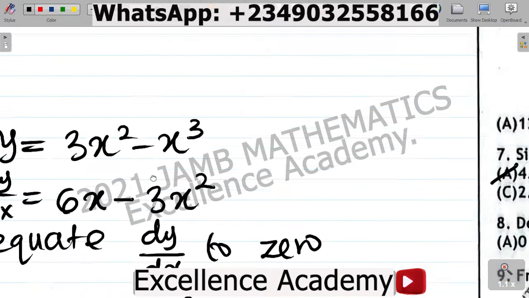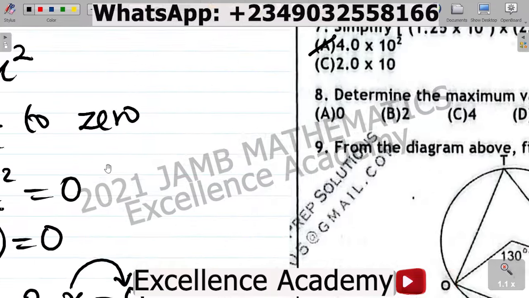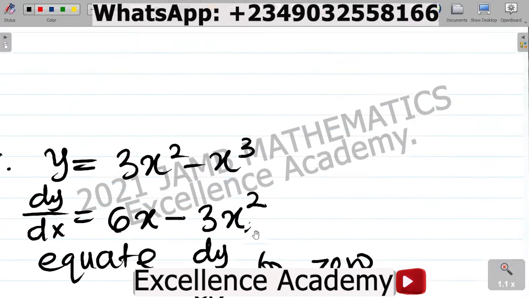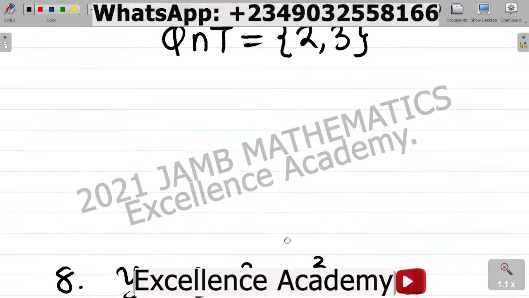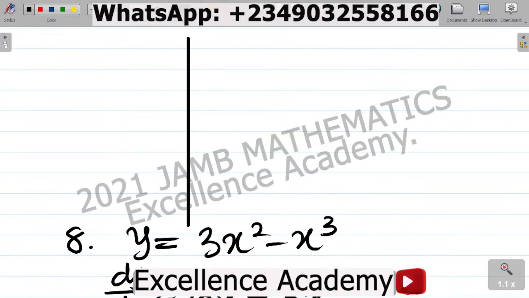Coming back to the question, question 8 said, determine the maximum value. So for these two values, one of them is a maximum and one of them is a minimum. And how do you find that? You use a condition for the application of differentiation. Now you want to note that for maximum value, we have to find the maximum value.